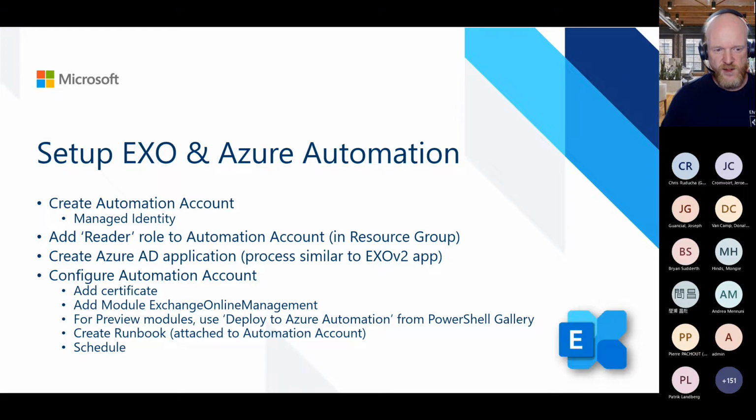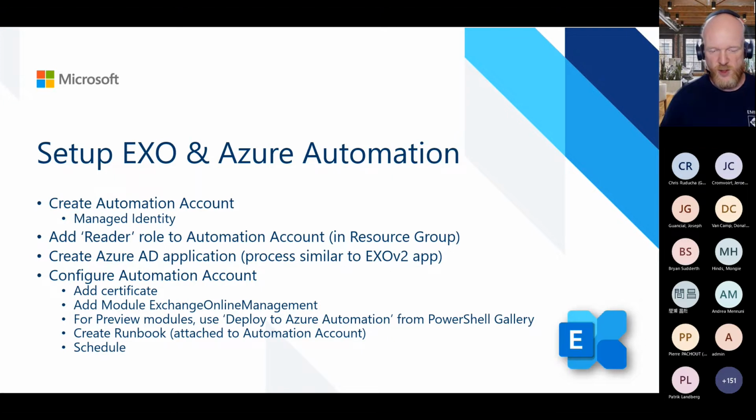Yeah, to set this up, create an automation account with a managed identity. You also need to add the reader role to the automation account in the resource group it belongs to, so it can view all the elements in your tenant. It needs to see. Similar to configuring the Exchange Online Management V2 application, also create an Azure AD application for this automation, and then configure the automation account and certificate.